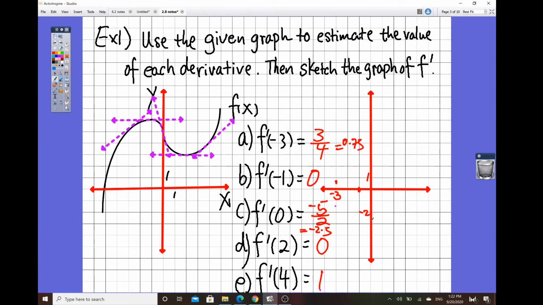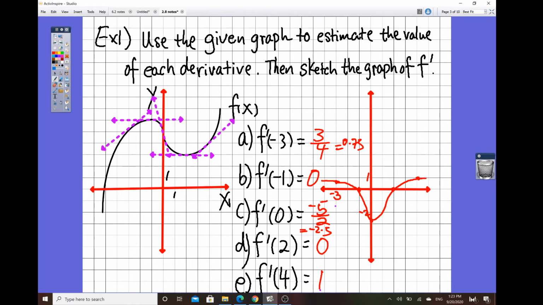So -2.5, somewhere right here. And now let's see what else. F prime of 2 is 0. Okay, so going back to the x-axis, the x-intercept. And then F prime of 4. 1, 2, 3, 4. So it's right here at 1. So once you connect those dots, what do you notice? It's kind of like a bell curve. So this one basically just shows the slope of the graph, the original function. Probably want to extend this one a little bit further.